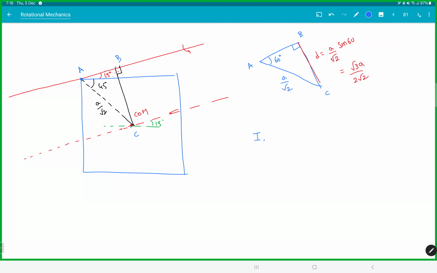Now apply the parallel axis theorem. So I about A is I center of mass, which is ma square by 12, which we just proved, plus m into root 3 a by 2 root 2 whole square. Take out ma square common, you will end up with 1 by 12 plus 3 by 8. Take out 4 also common. Then you get 1 by 4 into 1 by 3 plus 3 by 2, which is 2 plus 9, 11. So ma square by 4 into 11 by 6, which is 11 ma square by 24. Check.